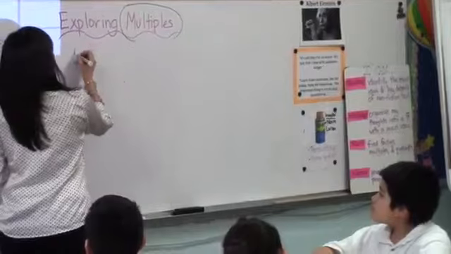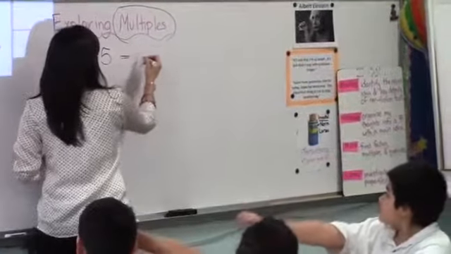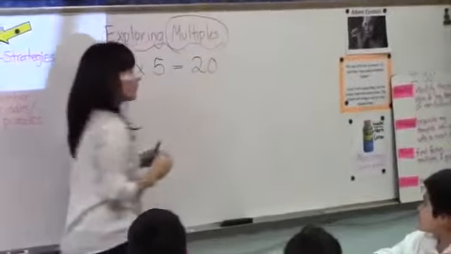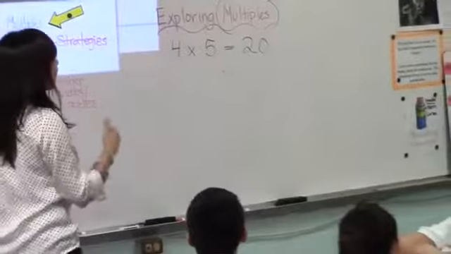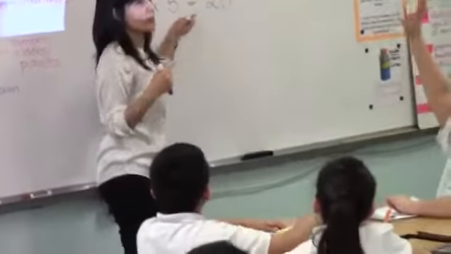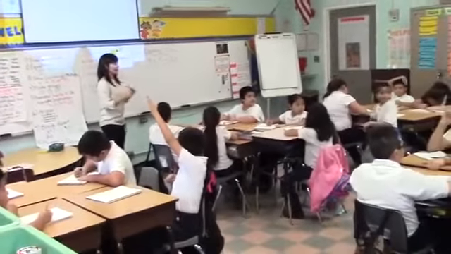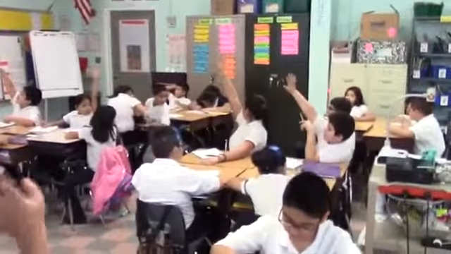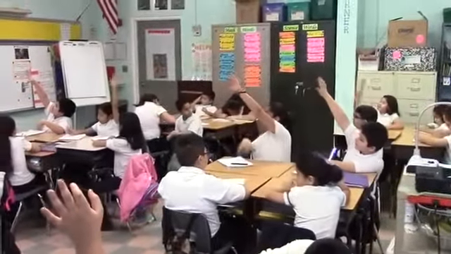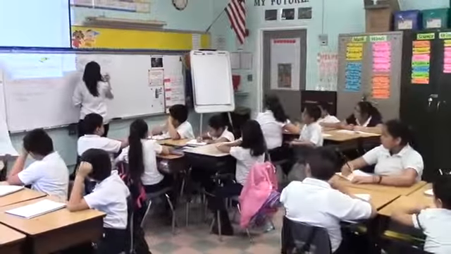Remember they have something? Let's say I have 4 times 5 equals 20. Who can tell me what is the multiple in this equation? What is the multiple in this equation? Remember, multiple is the product. Okay? So what is the multiple in this equation here? 20. So let's label this in our notebooks.